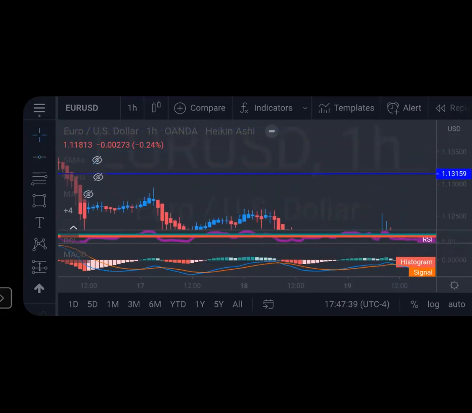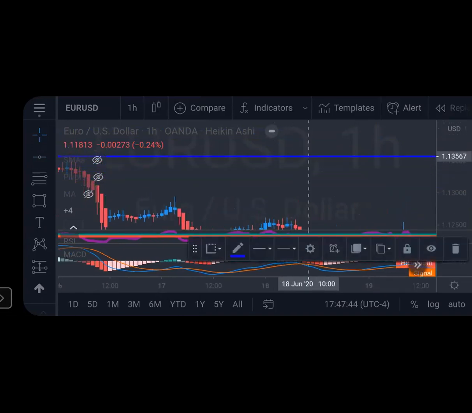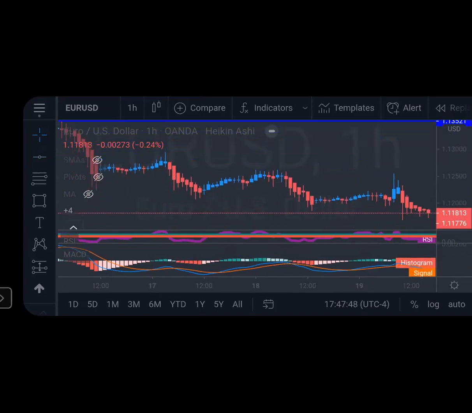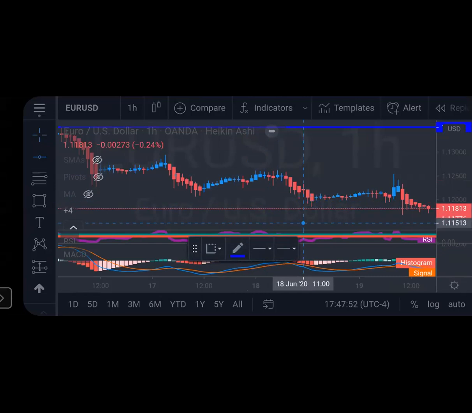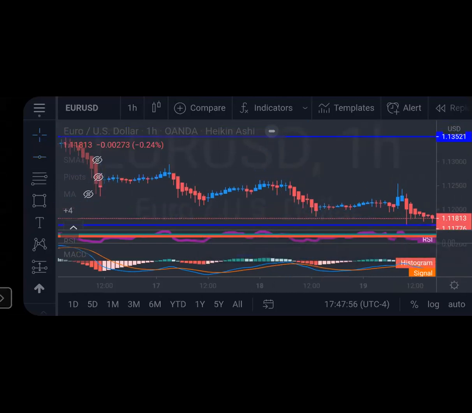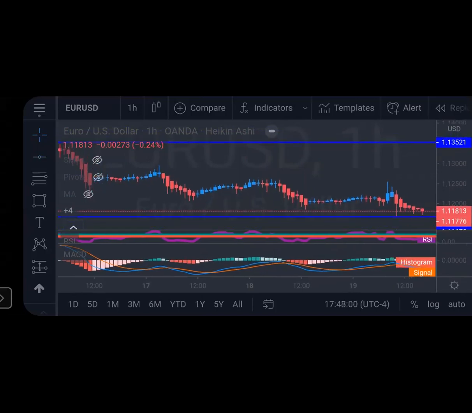You place the horizontal lines first. Yes. So I place one at the highest point on my chart that I'm looking at. I make that a little smaller so I can see. Then I place another one at the lowest point, including wick and all. Just make that a little small so I can see on my end.